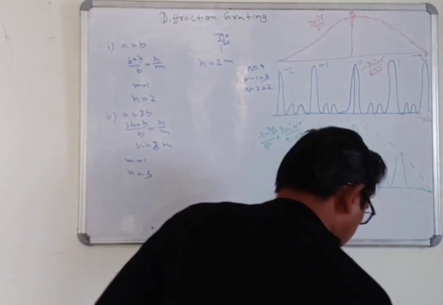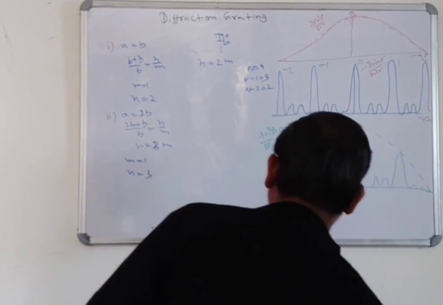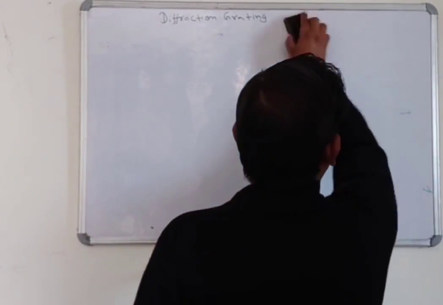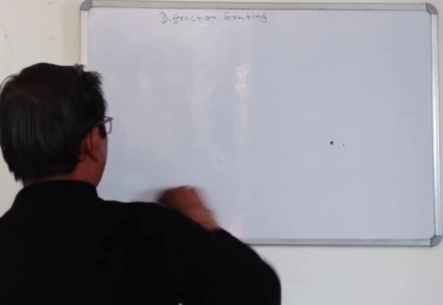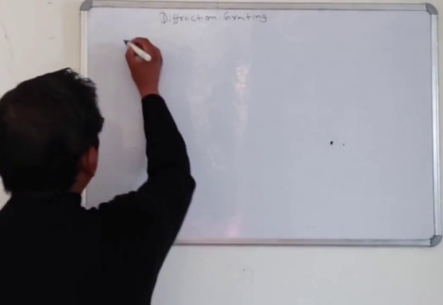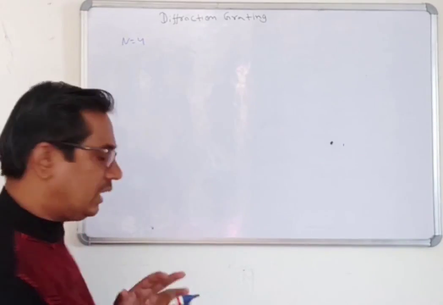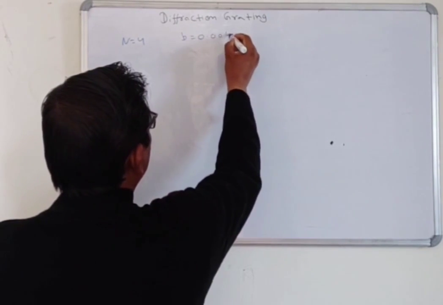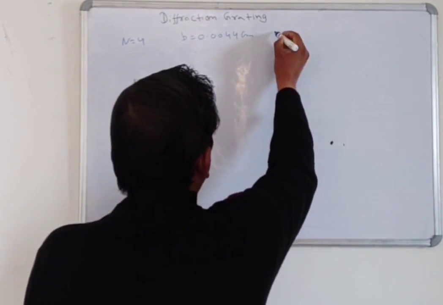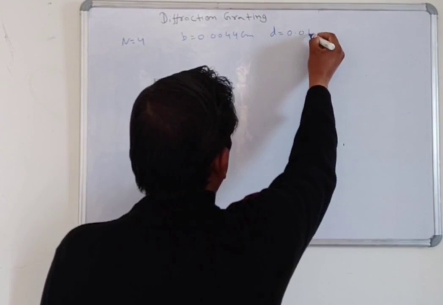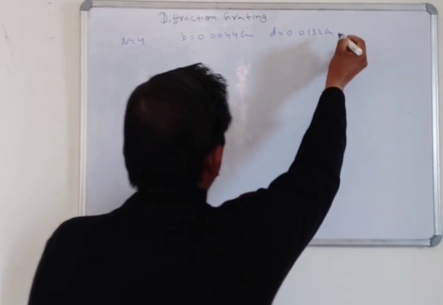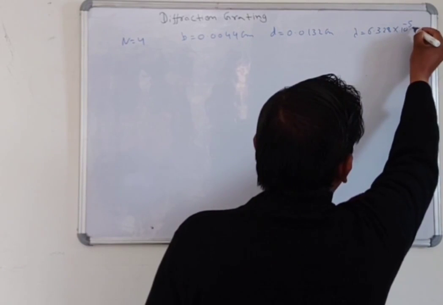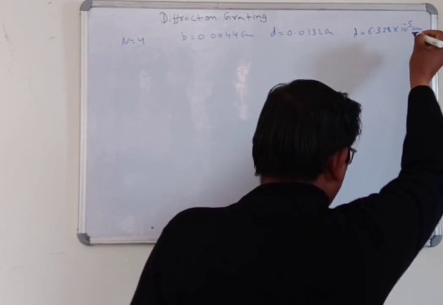Okay. And another important point, what is the overlapping? Calculate it yourself. Suppose I am giving a question like this. Suppose N is equal to 4, the fourth slit, and I am giving that b is equal to 0.004 centimeter, d is equal to 0.0132 centimeter, and lambda is equal to 6.28 into the power minus 5 centimeter.